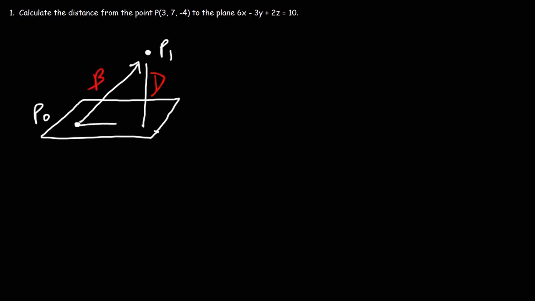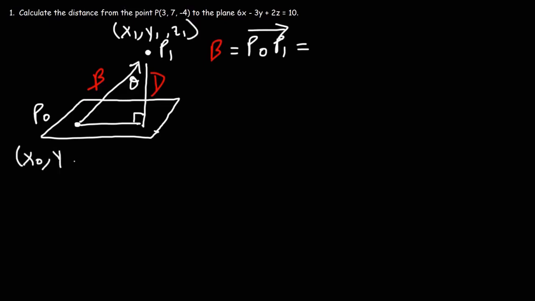Now let's turn this into a right triangle. Theta is going to be the angle between B and D. So with this information, how can we find D? Well, first, let's begin by defining vector B. B is basically P0 to P1, so it's the difference between those 2 points. P1 has the coordinates x1, y1, z1. P0 has the coordinates x0, y0, z0. So vector B is going to be x1 minus x0, comma, y1 minus y0, comma, z1 minus z0.